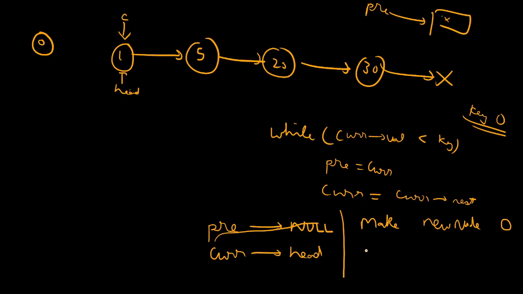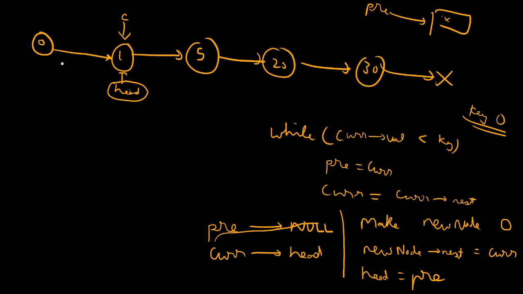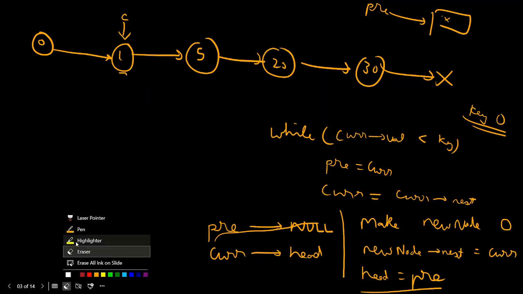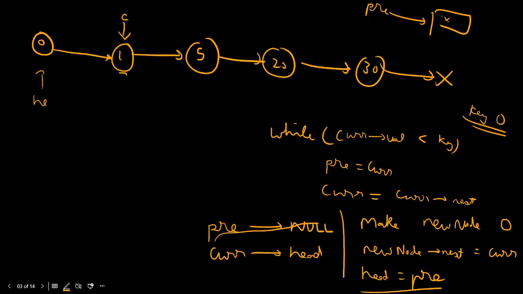So make new node 0 and then you're going to set new node's next to cur. And this is what I did with that. But now one thing I have to change is the head. Head represents the first node of the list, but this is not doing that anymore. So I'll have to change my head is equal to pre. So this is one change. That's it. So this is how I handle insertions at the head. And then this is my new head. 0 becomes my new head.